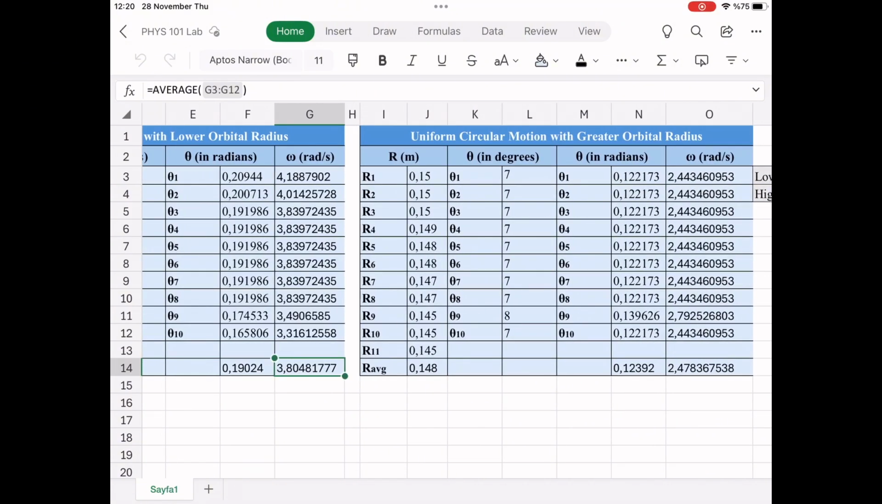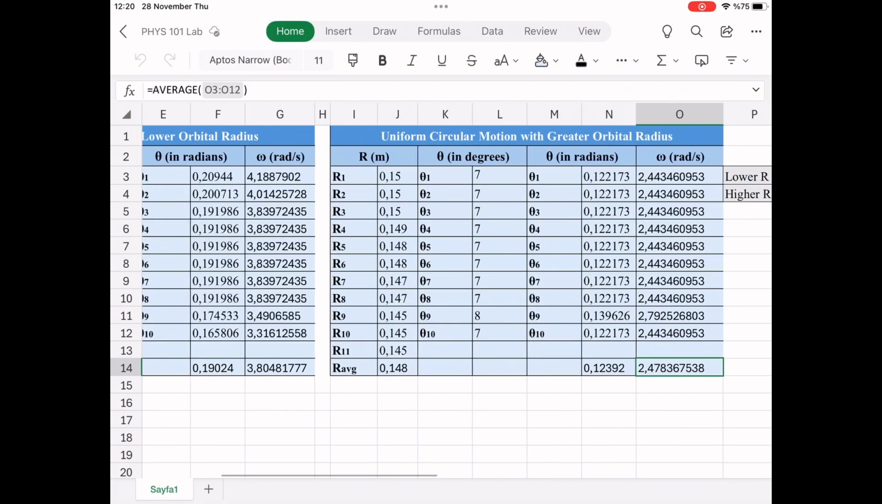Now that we have observed the measurements for the circle with lower orbital radius, let's examine the data for the circle with greater orbital radius. You can see the operations I used to obtain the data in the function row above as well.